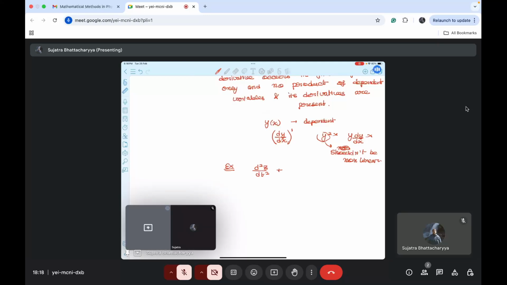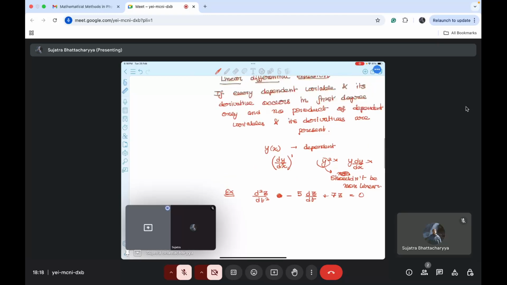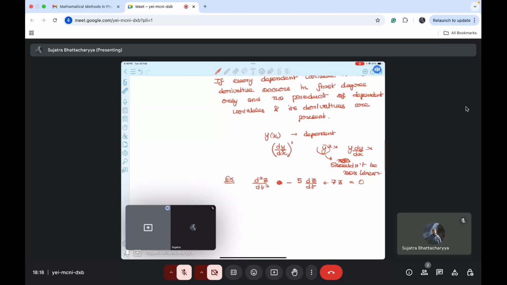Okay, people can say it d square z by dt square. Anyway, it is fine. There are two ways of saying this: d2z by dt2 or d square z by dt square. Anything is fine. So, d2z by dt2 minus 5 dz by dt plus 7z is equal to 0. This is one example of a linear differential equation. Okay, this is a linear differential equation.